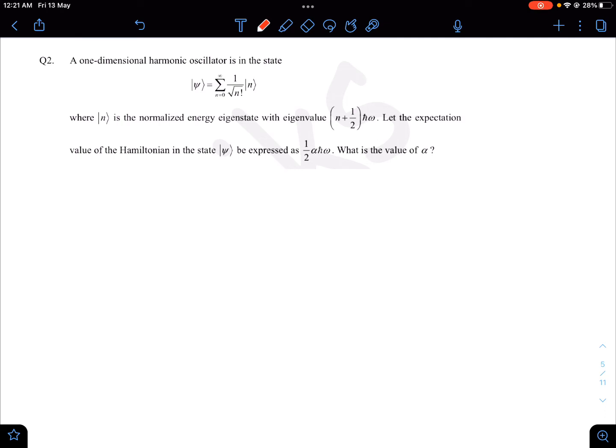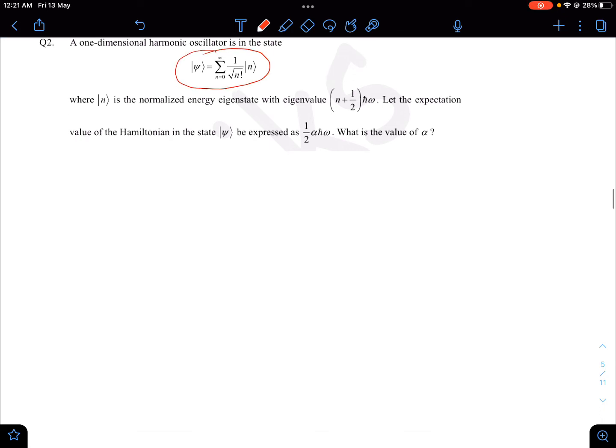Now let's move to the third problem. So what does the problem state? It states that we have a one-dimensional harmonic oscillator and it is in the state as given. We know that |n> is the normalized energy eigenstate with eigenvalue (n + 1/2)ħω. So we have to calculate the expectation value of the Hamiltonian in the state psi.